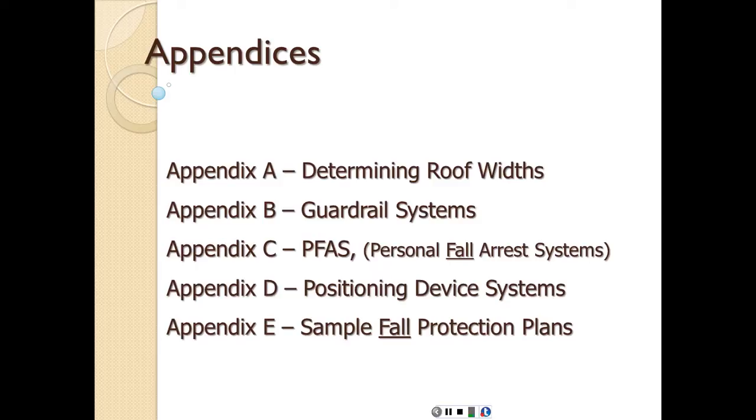So these are some of the appendices that are associated with this subpart. Appendix A, determining roof widths; Appendix B, talking about guardrail systems; Appendix C, talking about personal fall arrest systems, or PFAS; Appendix D, talking about positioning device systems, which cannot be used as fall protection; and Appendix E, small sample fall protection plans, because again we should have a plan that's observed and maintained by a competent person.